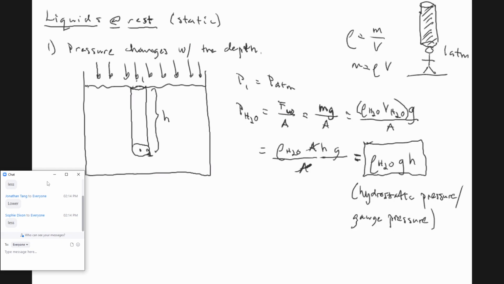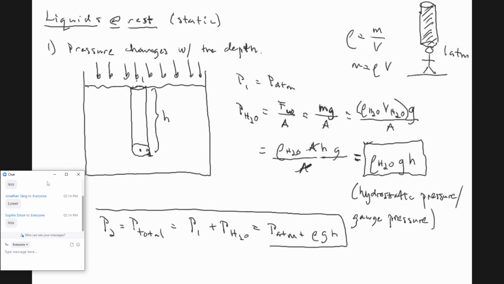But to find the pressure at 2, notice I didn't write pressure at 2 yet. Pressure at 2 is what we call total pressure. Total pressure is the atmospheric pressure plus the hydrostatic pressure. So it's the column of air above us and the column of water above us that's pushing down. So PATM plus rho gh, okay? This is commonly referred to as total pressure.